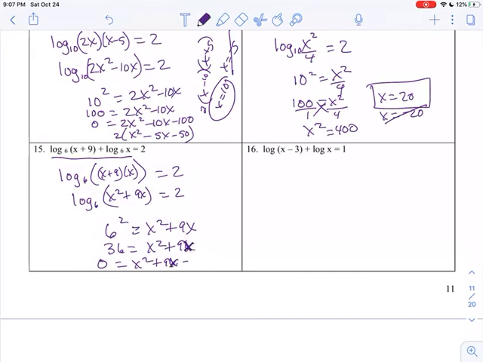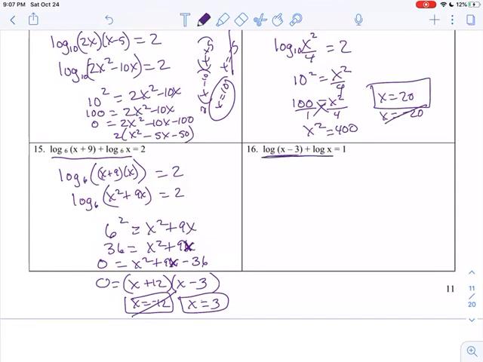36 equals x squared plus 9x. Again, it's a quadratic, so 0 equals x squared plus 9x minus 36, because I brought that 36 over, and now I'm factoring it. What numbers multiply to negative 36 and add up to 9? Well, that's going to be a positive 12 and a negative 3. And then I set each one equal to 0, and I get two solutions. And I'm just going to plug them both back in to see what works. Negative 12 plus 9, not going to work, because that will give me a negative as an answer.